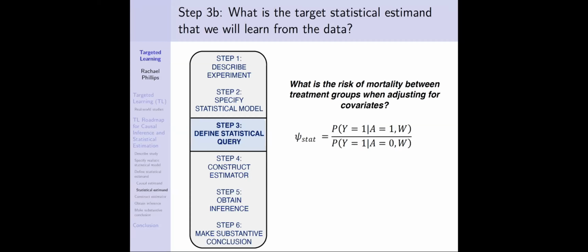That just tends to be the case in most scientific studies, that the motivating question really is assessing some sort of cause-effect relationship. So here is the statistical estimand, or observed data estimand, that we will estimate from the data. And this is the motivating question. What is the target statistical estimand that we will learn from the data?